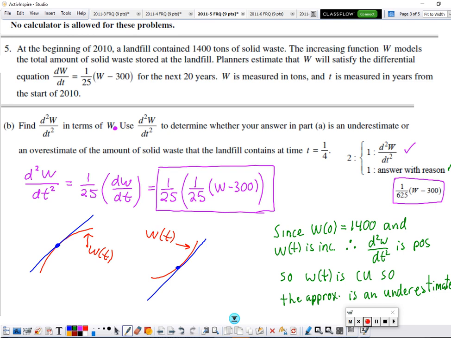So I just said since at time equals 1/4 is positive, the amount of waste. Maybe. I'm not sure if you have enough or not. Anybody else? As they told me, at time 0, the landfill contains 1400. W at time 0 is 1400. So this starts at 1400. And from there, W only gets bigger. So there's no way for the second derivative ever to be negative. Stop.